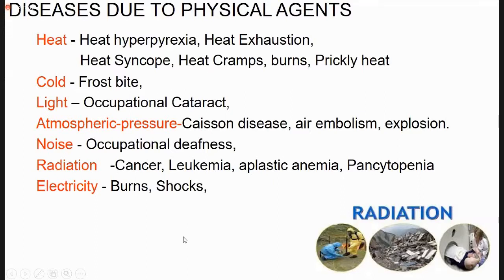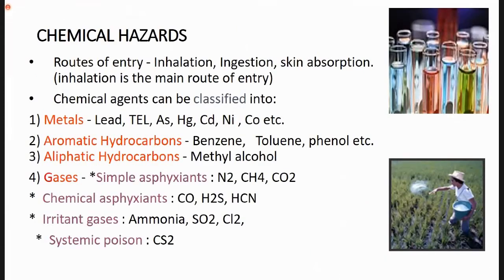This is a brief list, and there are many disorders which can occur due to occupational hazards; physical, chemical, biological, and psychosocial risk factors can cause various occupational diseases. Now, chemical hazards are all listed: metals, aromatic hydrocarbons, aliphatic hydrocarbons, gases, and various types of poisoning due to gases or metals. These are all examples of chemical hazards which an occupational worker can come across. A common example is that farmers deal with pesticides, and there are so many other examples.